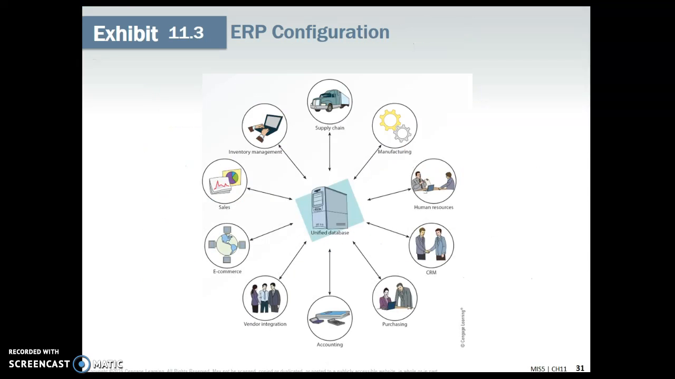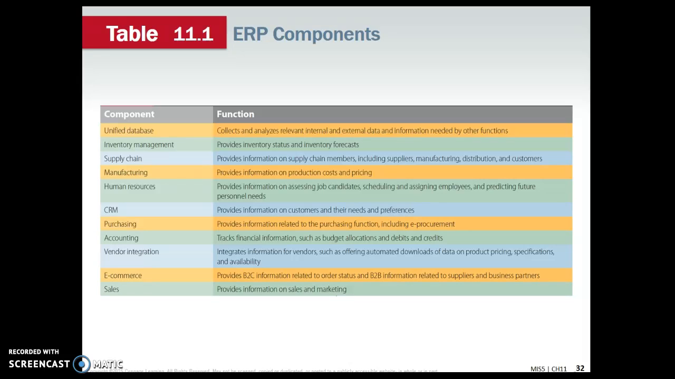So here's an example of an ERP configuration, and you can see it takes in quite a bit of different areas of an organization, and it puts it into a defined area or a collection of information so that it can be used for decision making. So here are some of the ERP components: a database, an inventory management system, supply chain, manufacturing, human resources, CRM or customer relationship management, purchasing, accounting, vendor integrations, e-commerce, and sales.